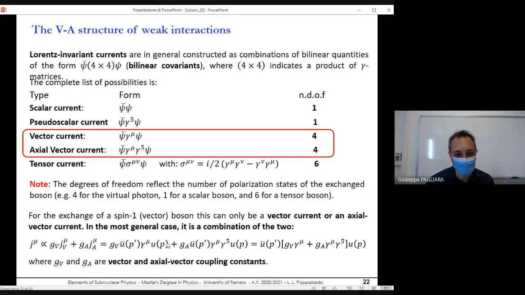So GV is the standard vector current multiplied by the vector coupling, and GA is this axial vector current, this guy here, with the gamma mu gamma 5 matrices multiplied by the GA coupling constant. And so this we can write also in a smarter way, in this way. So we put the spinors outside, and then inside we have the coupling constants with the proper Lorentz matrix combinations.